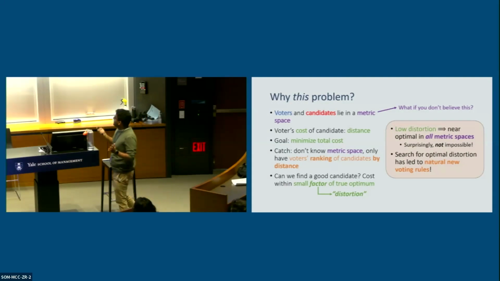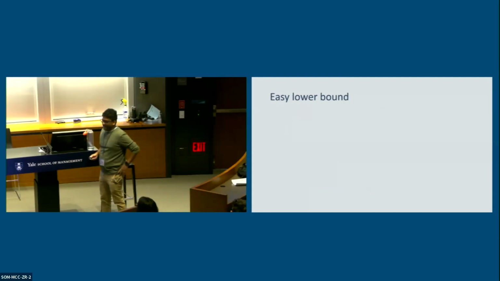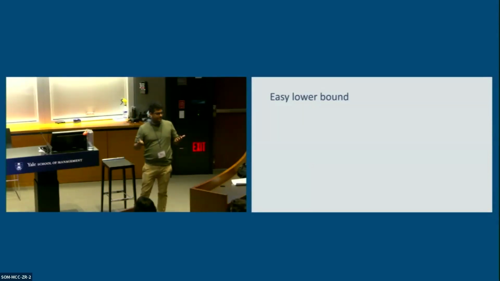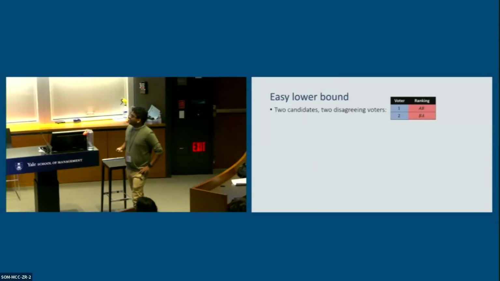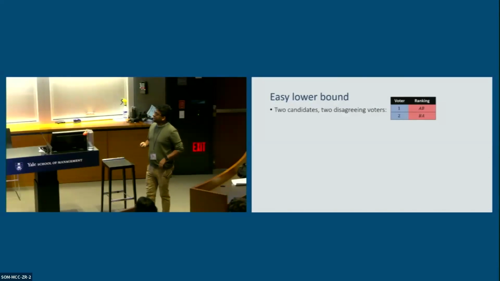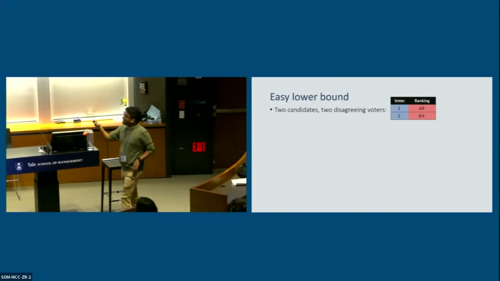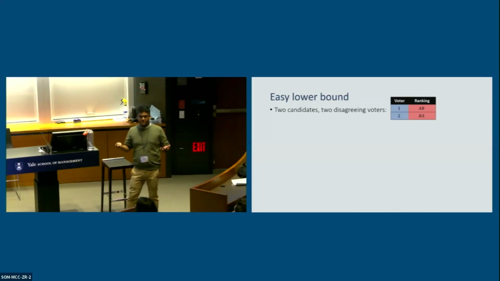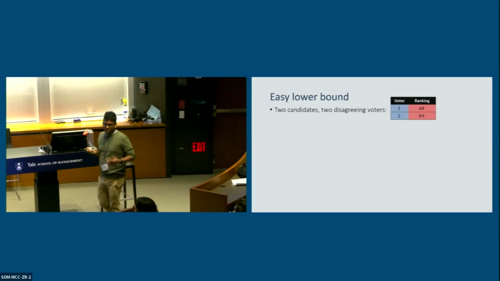Okay, so I can motivate this problem all day, but let's do some math. So let's see a concrete example which will give us an easy lower bound on the best distortion that we can hope to get. So imagine a simple instance with just 2 candidates and 2 voters that disagree over the candidates. So voter 1 prefers A over B, and voter 2 prefers B over A. So what could a voting rule do in this situation? Well, if it's deterministic, the best thing you can do is just arbitrarily pick between the two.